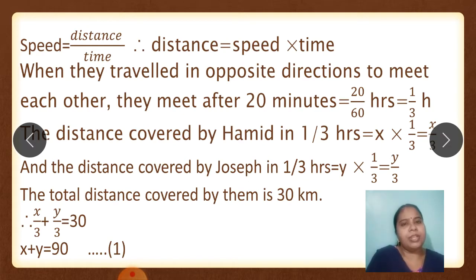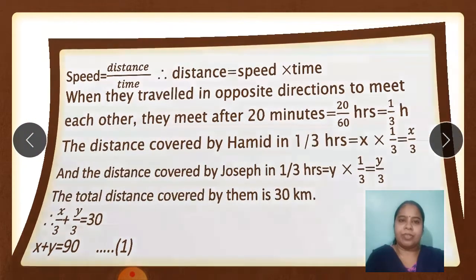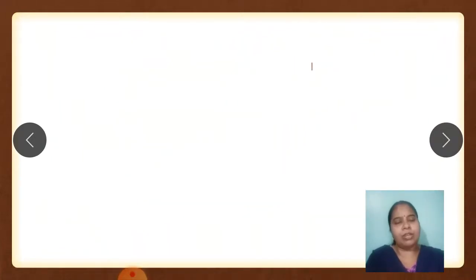From here, how to get equation number 1? We just have to multiply throughout by 3. So this 3 and 3 will get cancelled, and this 3 will go here and multiply. So we get equation number 1 as x plus y is equal to 90. Yes, put it as equation number 1.